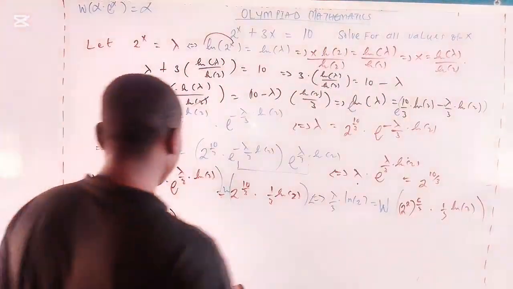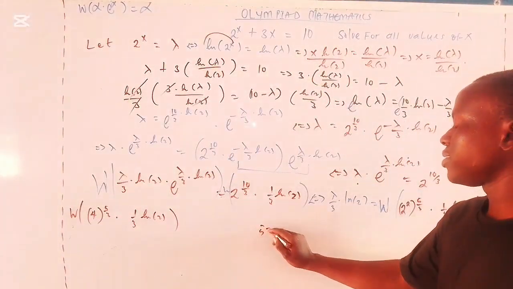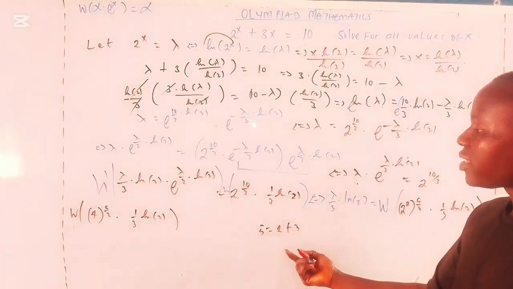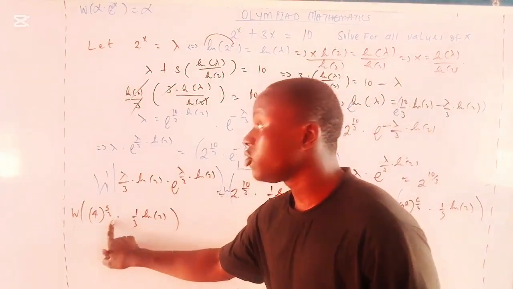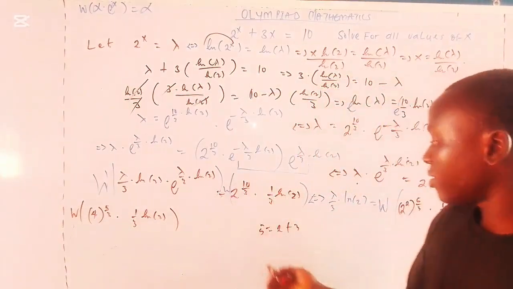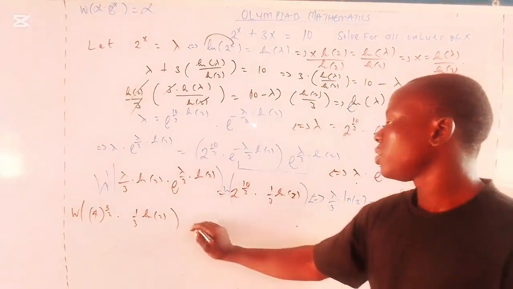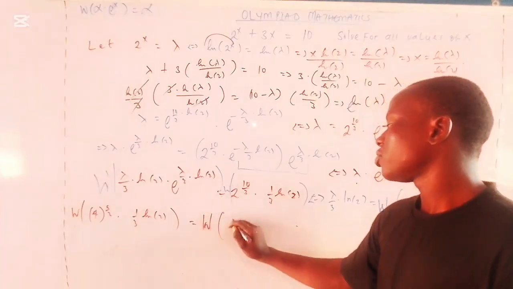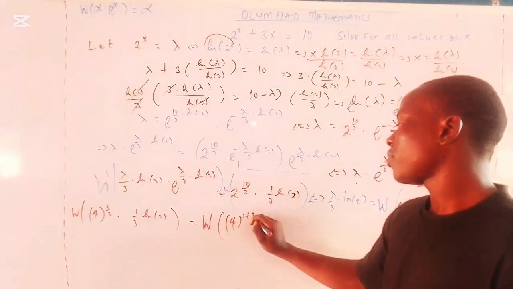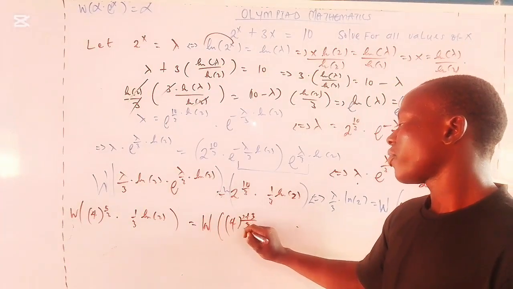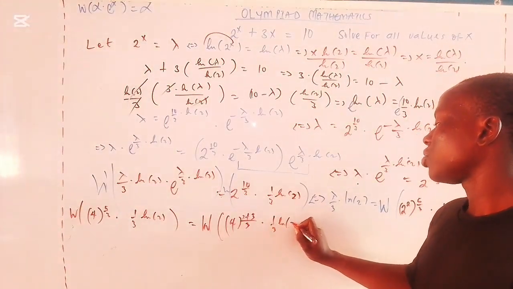And then remember that 5 is equal to 2 plus 3. So the reason I'm using 2 plus 3 is that my denominator here is 3. So I can say that 5 is also 2 plus 3. Alright? So this will be equal to the Lambert W function of 4 raised to the power of 2 then plus 3. Then everything here over 3. Alright? So then multiply by 1 over 3 multiply by natural log of 2.